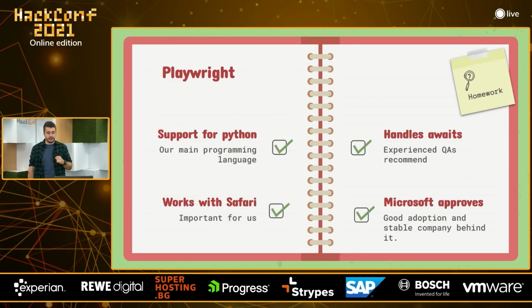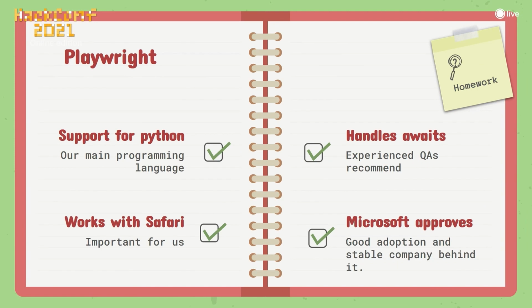So doing a quick research and comparison, it seems like we have four really important things to consider. We wanted to write our tests in Python because this is the main language that we use for our backend. We wanted to be sure that we know the tooling, we know the language. Every developer can just hop into the tests and improve, update, add more, fix issues there. So this was one of our requirements.